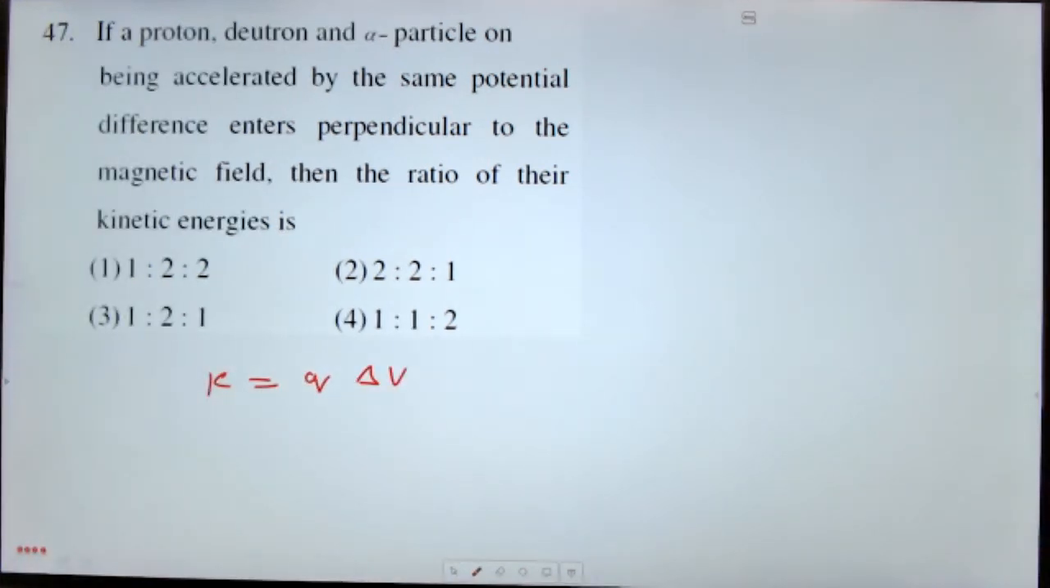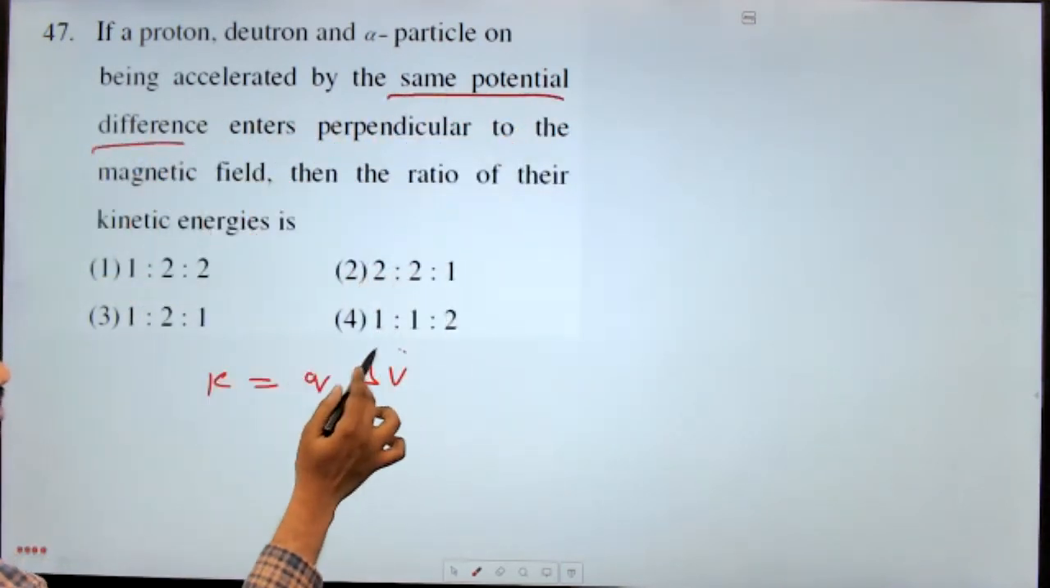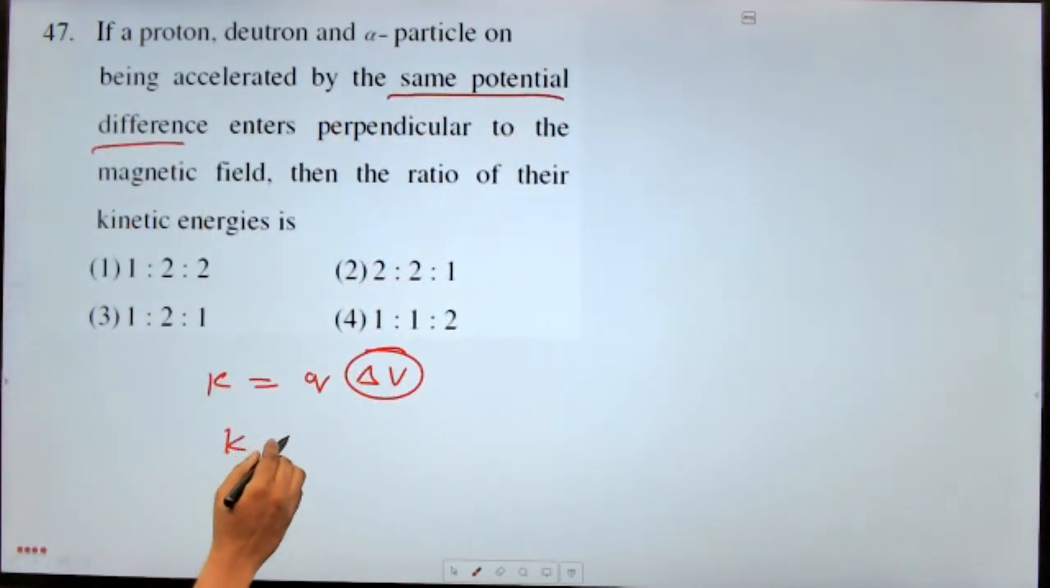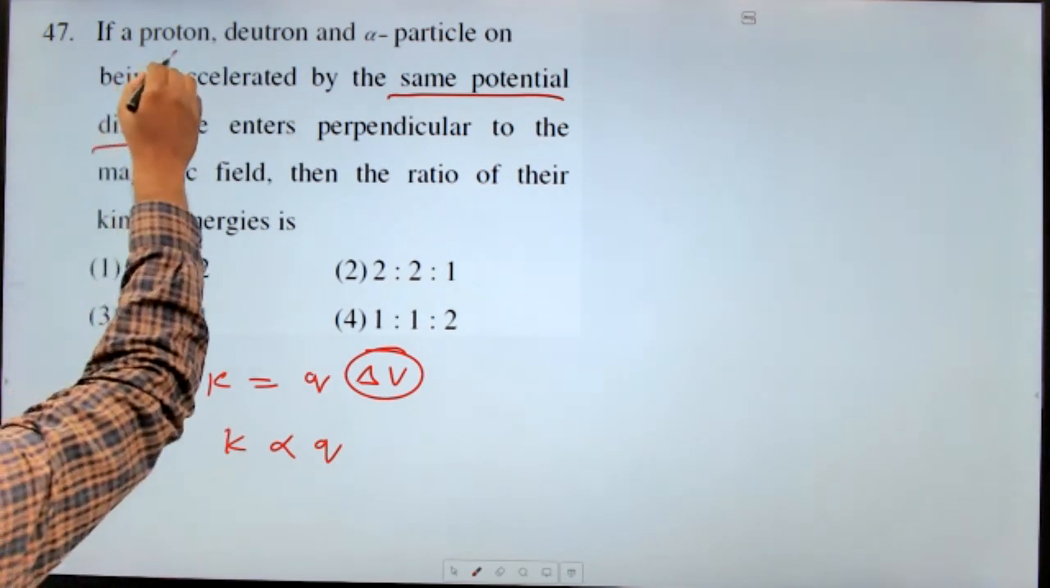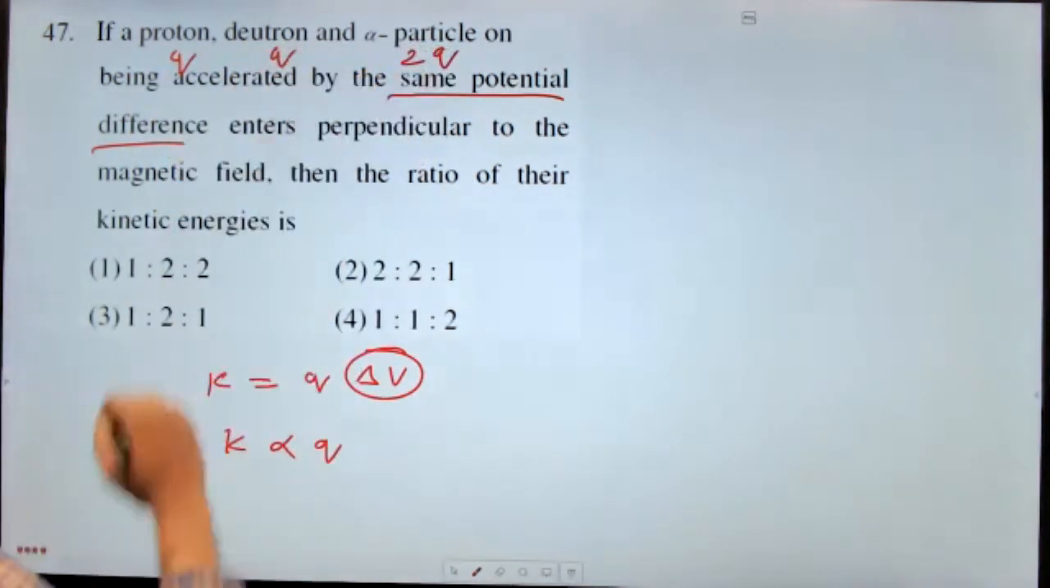Kinetic energy equal to charge into potential difference. So he said that accelerated by same potential difference, so potential difference is same. Kinetic energy is directly proportional to charge. So if charge is more, then kinetic energy is more. Now proton and deuteron same charges, alpha particle: this is Q, this is Q, this is 2Q, or E, E, 2E. Now ratio is 1:1:2.